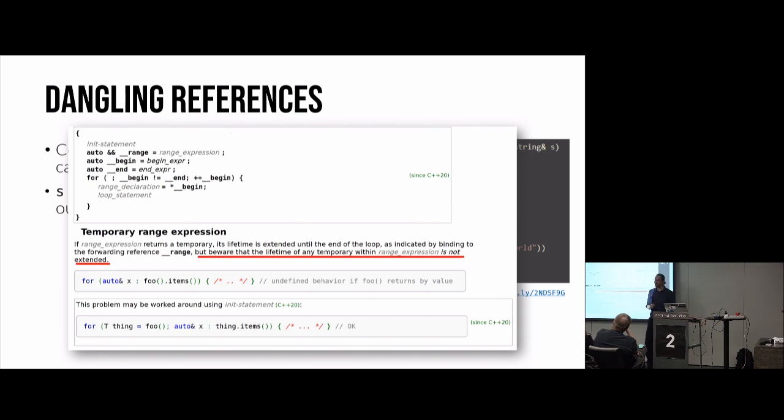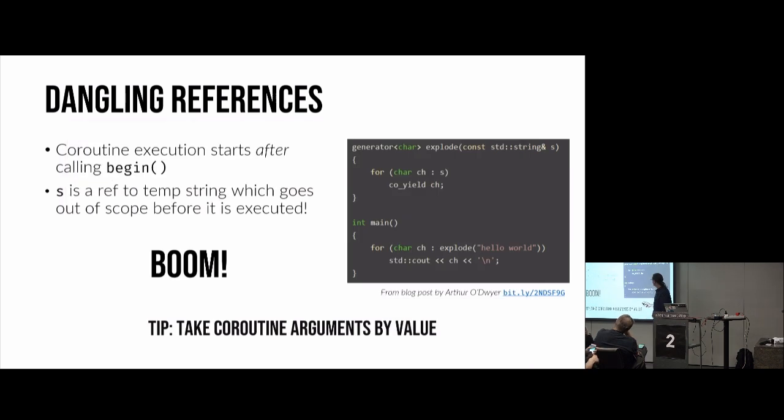So this is the general problem, which becomes significantly worse with coroutines. In this blog post, it's called the boring example, okay? This is the most basic example, and there are many, many other examples where coroutines can have dangling references. I actually hit one just last week. Generally the tip is to take coroutine arguments by value. So don't use references unless you are certain that whatever you're passing by reference is not temporary and will outlive the coroutine itself, okay?